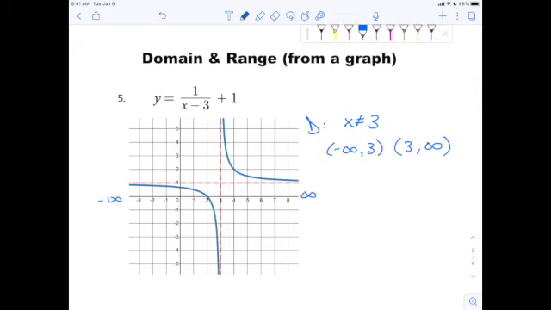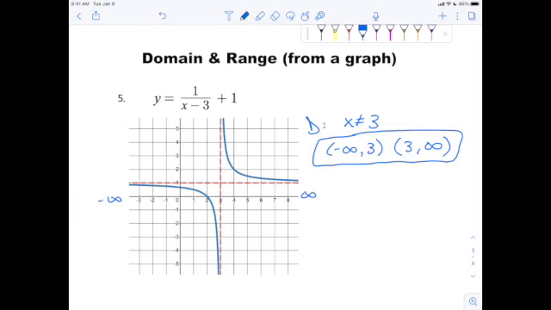So you could use a union symbol in between those two groups, but it's not necessary. You could use a comma if you like. But this is showing basically every x value except 3. That's showing you're excluding it on both sides of it. You're taking it out of the domain.